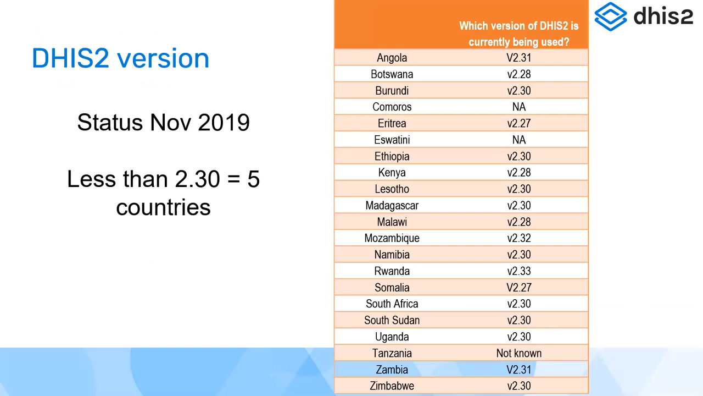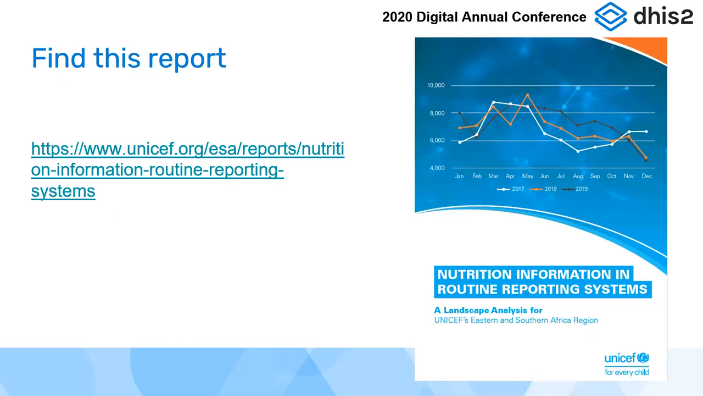The other scary thing was the version of DHIS2 being used when we did the final count in November: less than 2.3, there were five countries. 2.27, 2.28, those are very old builds. There was no upkeep for them, but countries hadn't changed yet. So this was a big issue, not updating the builds. And if you want to get this report online, here it is. Thank you. That's all from me.